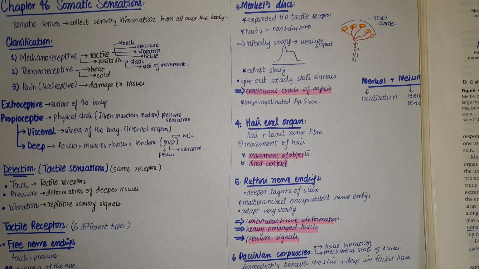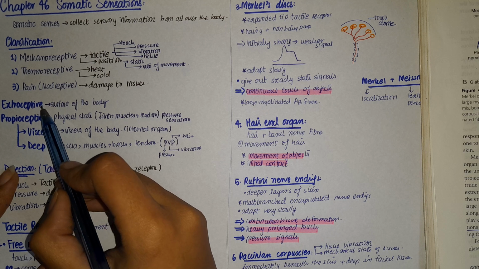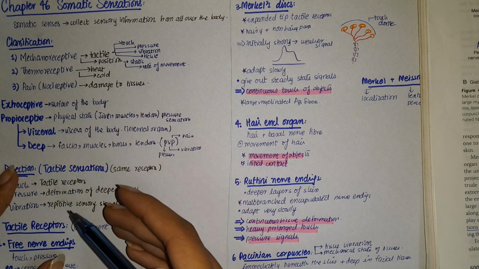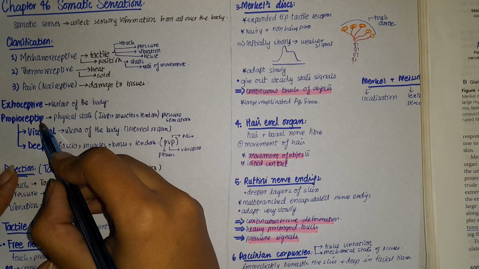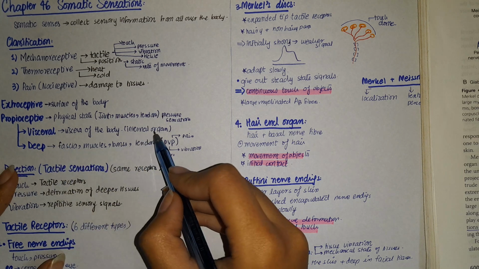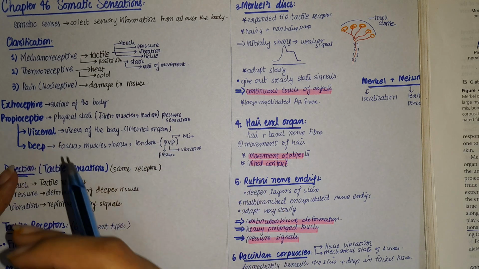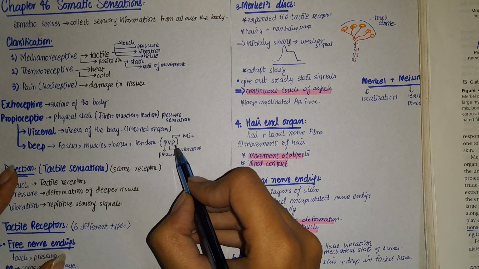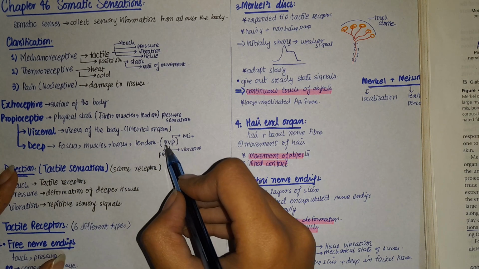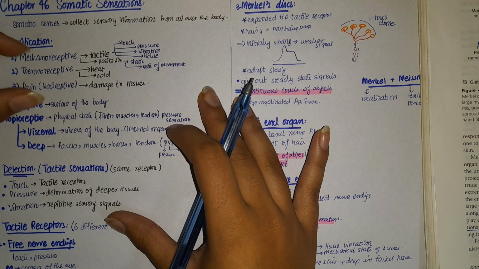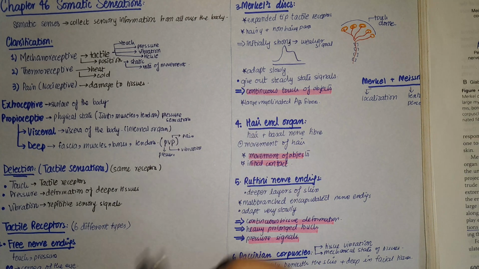Now we can classify the sensations on the basis of their location. They can be classified as exteroceptive, that are received from the surface of the body, and proprioceptive, which are coming from inside the body. The proprioceptive information includes visceral sensation and deep sensation. Visceral sensations are coming from the internal organs, and deep sensations are coming from muscles, from bones, from the fascia, etc. And these sensations are PVP sensations. They are pressure, vibration, and pain sensations. So this is how we classify them on the basis of their location, and this is how we classify them on the basis of their sensation.